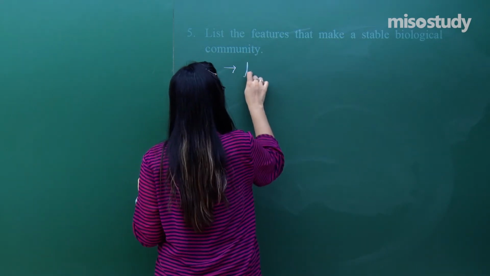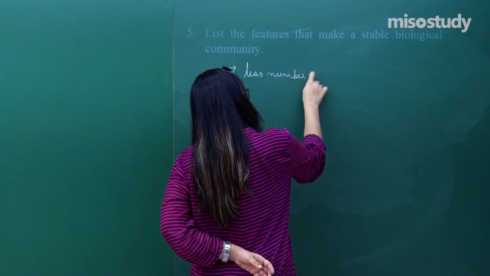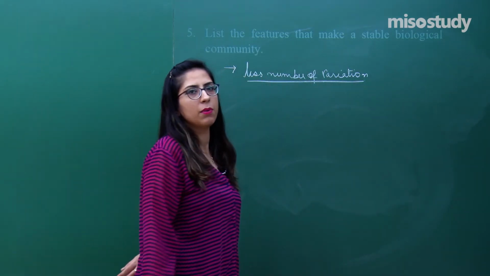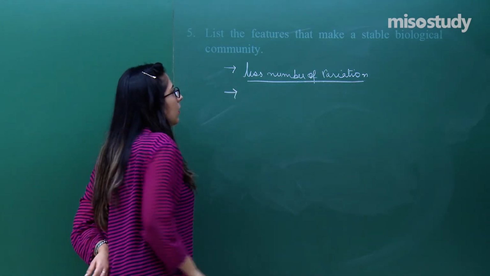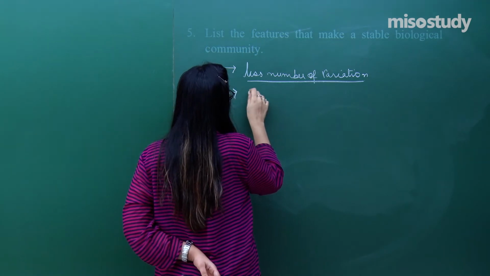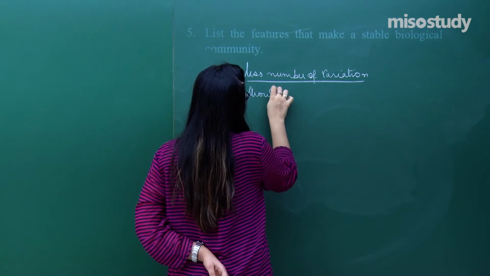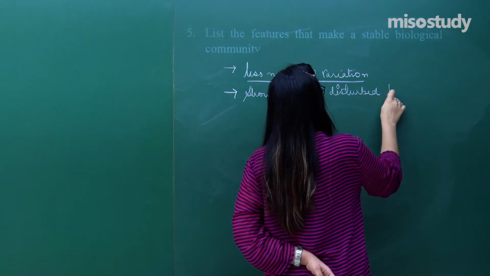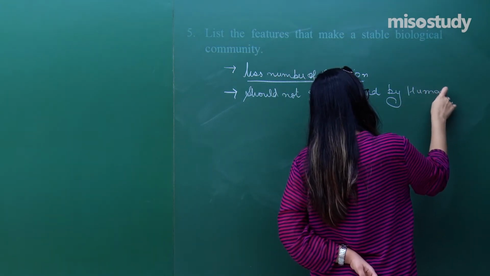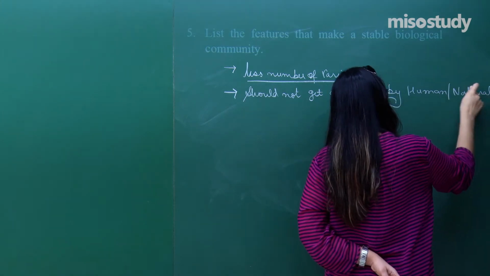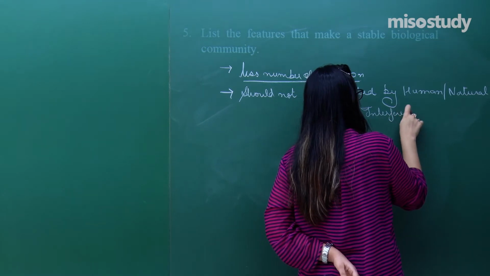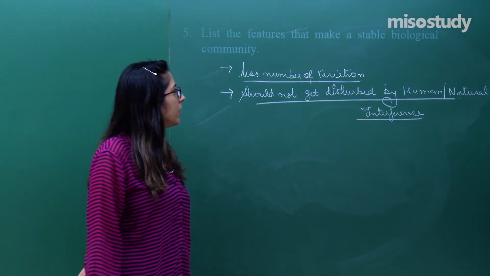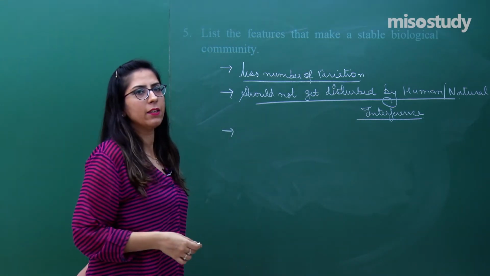First is less number of variations per year. Another thing is, when we talk about the human impact, that it should not get disturbed by human or natural interference. Right? Now, the third one is no impact of alien species.